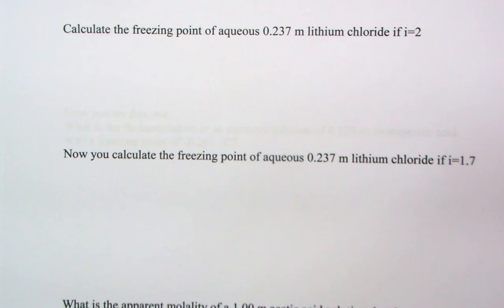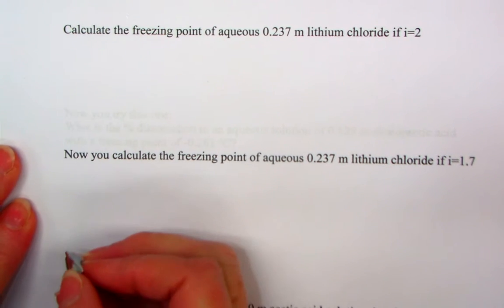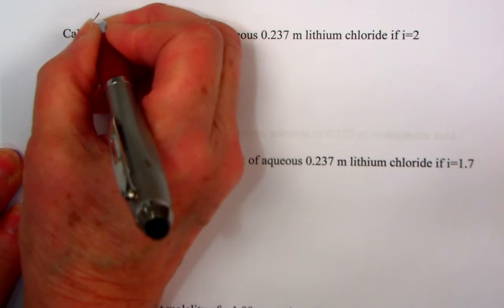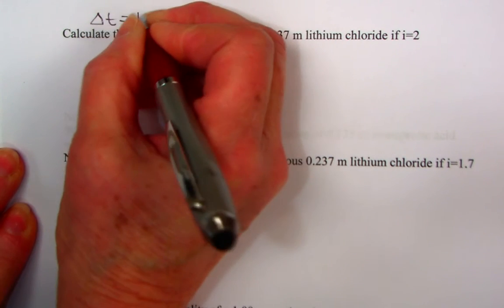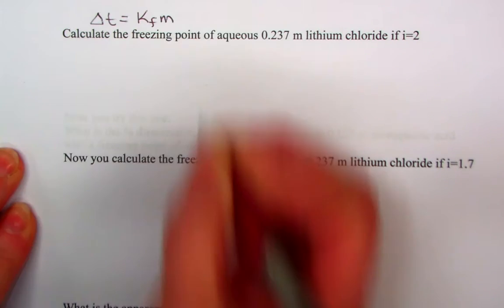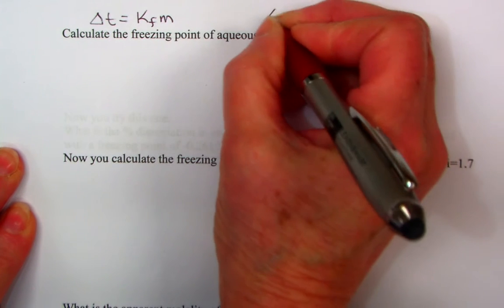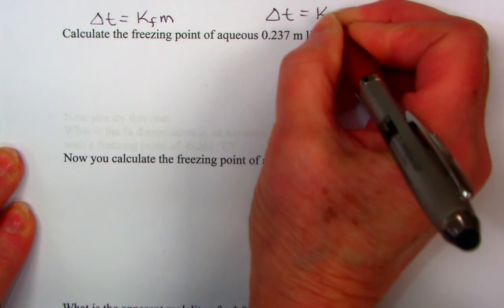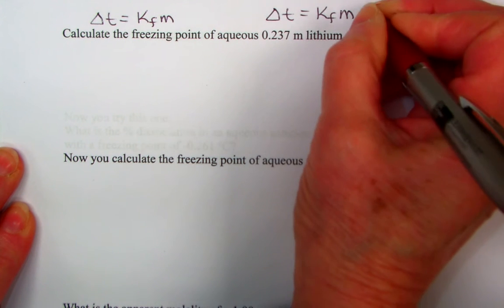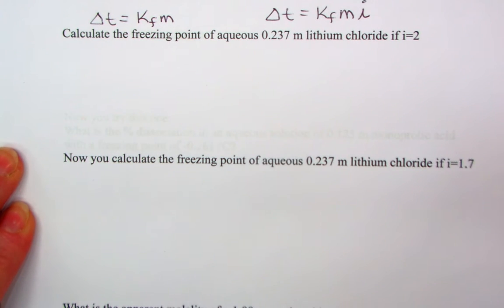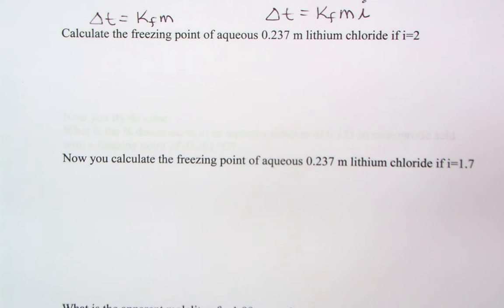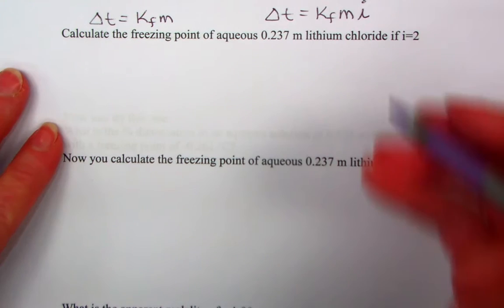The way I think of this is we take the equation we've been working with, delta T is equal to K sub F times m. And I'm going to add on there, delta T is equal to K sub F times m times i. So what I'm doing is just adding on the multiplication of the Van't Hoff factor. And we're going to do this first problem that way.